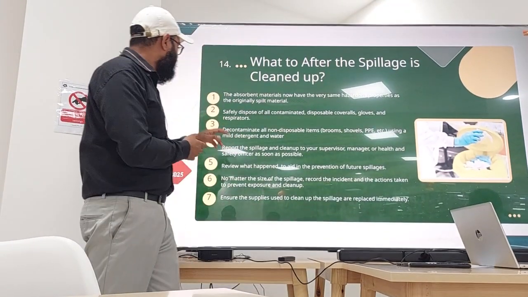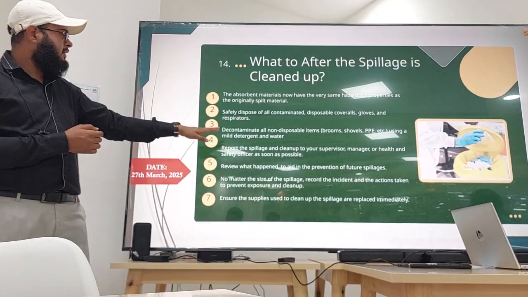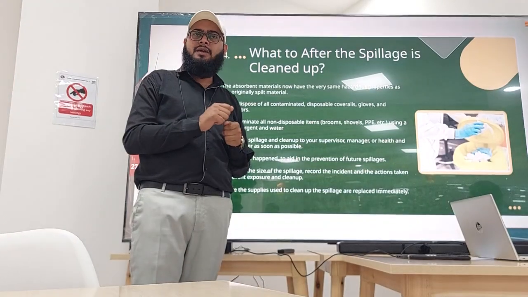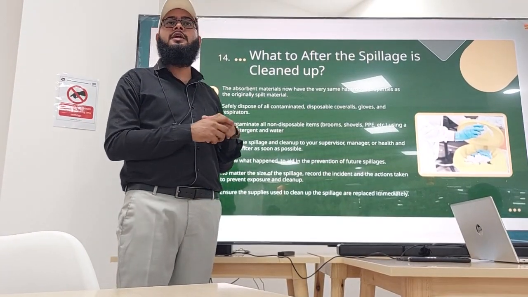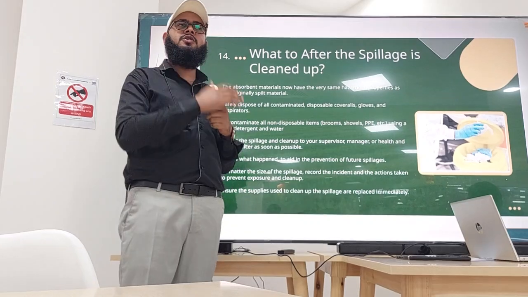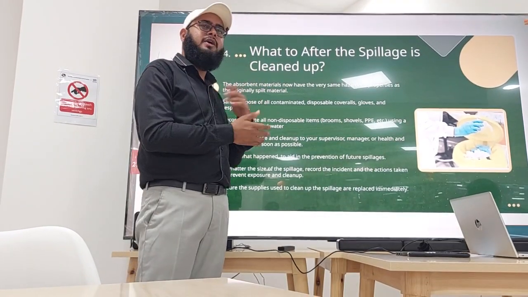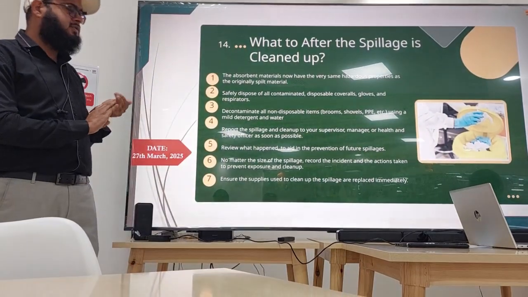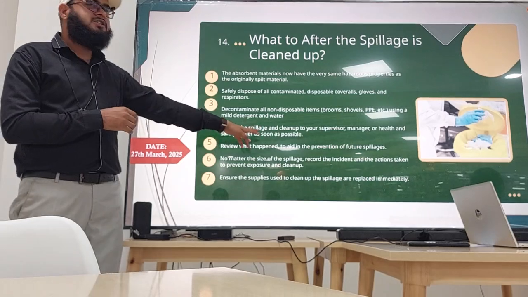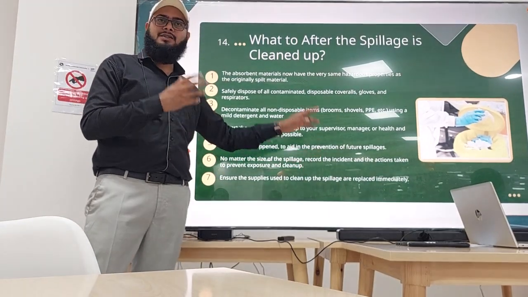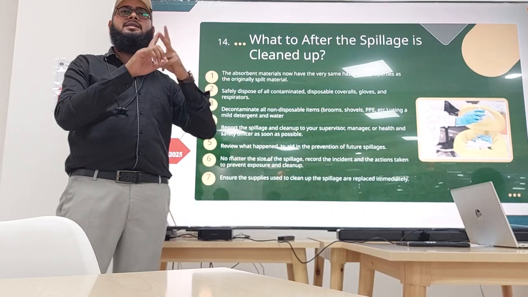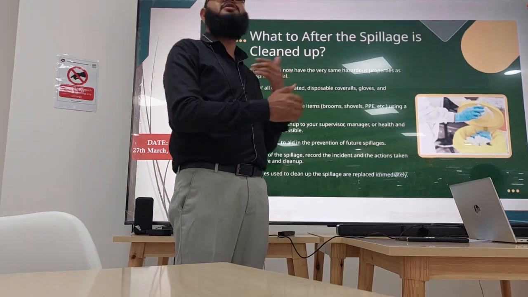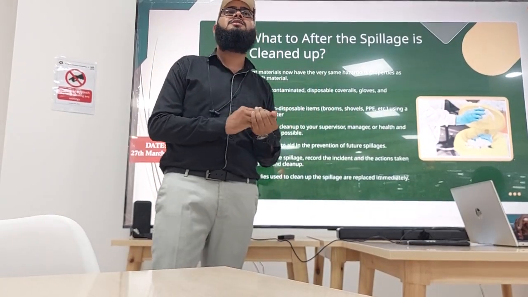Next, safely dispose of or decontaminate all non-disposable items, such as the broom and shovel. They should be properly washed. If that is not possible, for example if you have dealt with something like perchloroethylene, then dispose of that shovel and broom, because they cannot be decontaminated. They should be properly managed. Report the spillage and review what happened. As I said, there are two methods: incident report and then investigation. Ensure the supplies used to clean up the spillage are replaced immediately. We usually do this with the service provider.